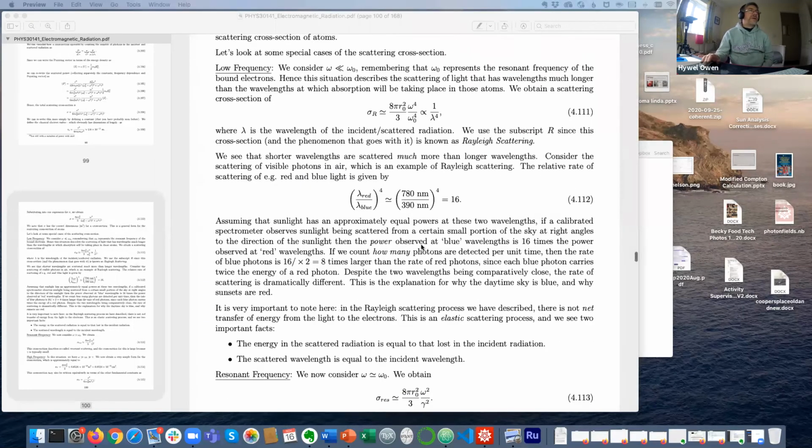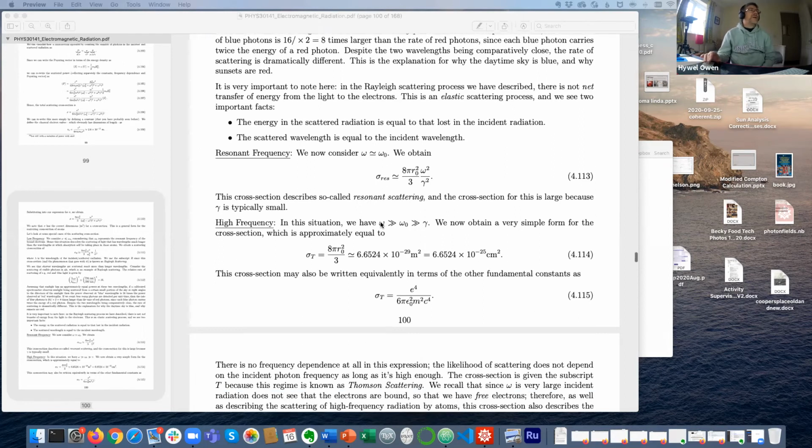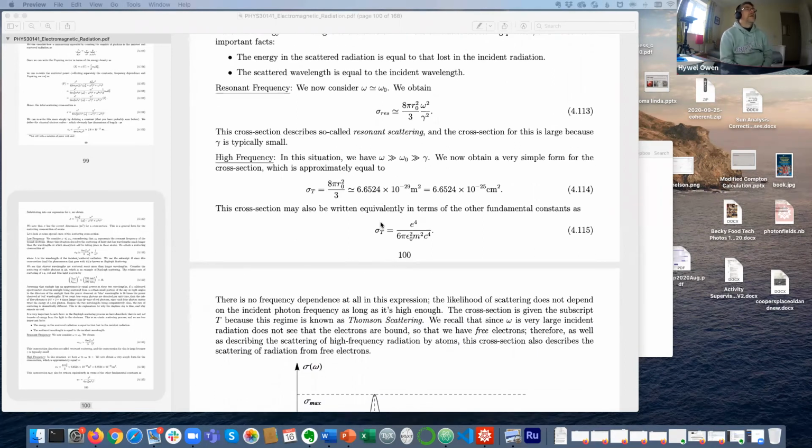At medium frequency, when the frequency is equal to the resonant frequency, and again, this resonant frequency is way lower than the frequency which would correspond to the electron rest mass, we have resonant scattering. At very high frequencies, we can think of the electrons as not being bound to the atoms at all, and then we approach a constant value for the cross-sectional area, which we call the Thomson scattering cross-section.